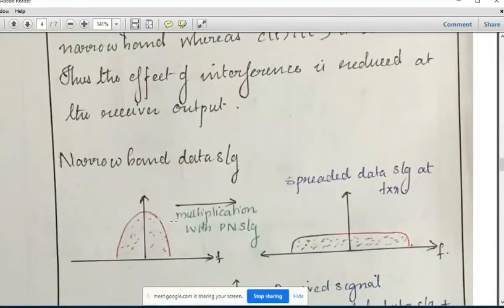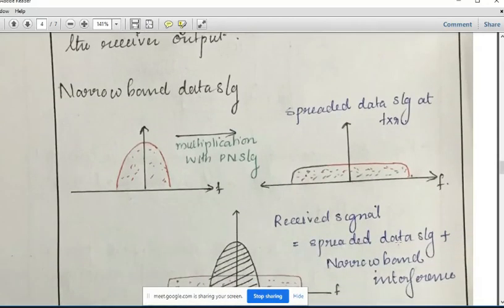Here, this first figure shows our narrow band data signal. This narrow band data signal is multiplied with the PN signal. By the multiplication with the PN signal, this narrow band signal gets converted into a wideband signal. This is our M of t, the spreaded data signal. So this was our original narrowband data signal, and by multiplication with the PN signal, it has become a spreaded data signal.